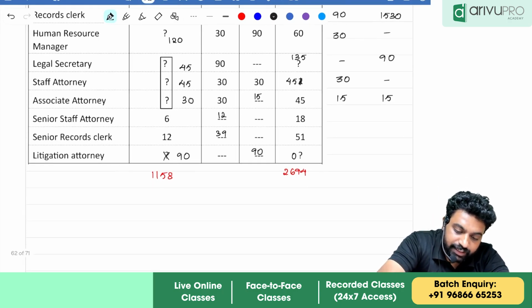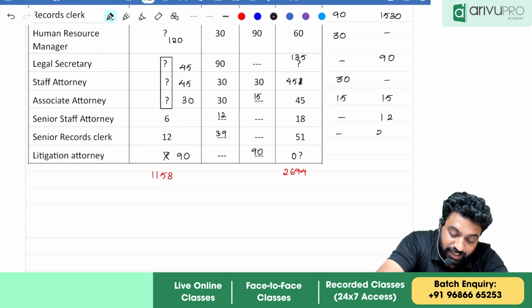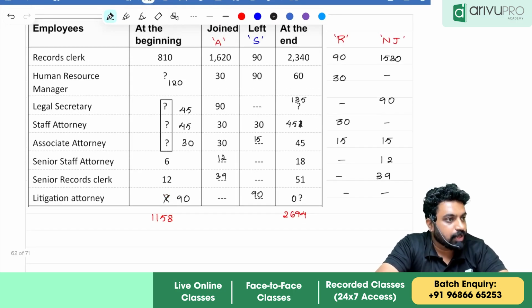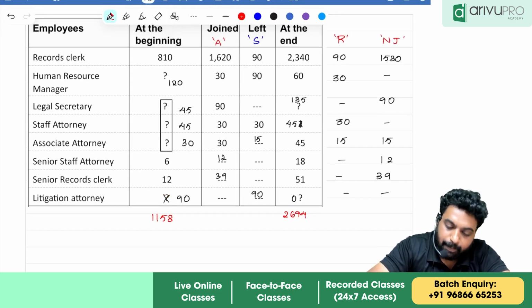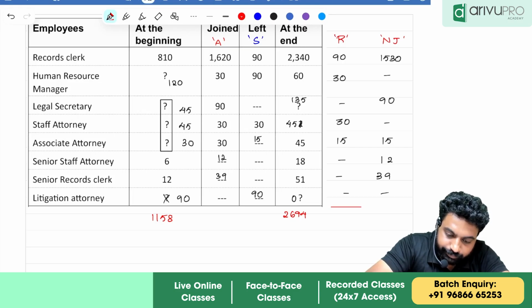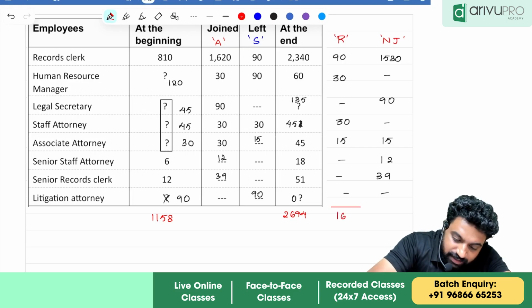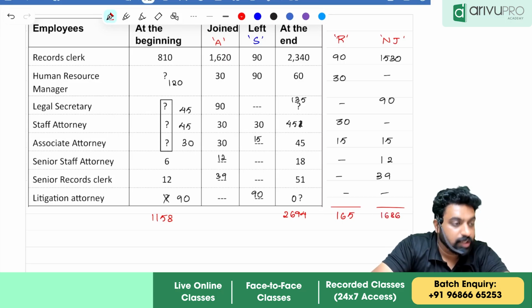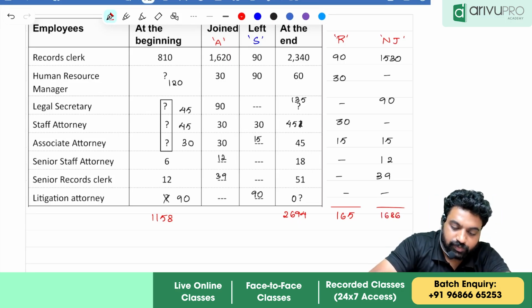No one left, 12 joined. 12 new joinees. No one left, 39 joined. No one joined, whole 90 left. Both nil. Got it? Now can you tell me the total replacement? 165. 1686 new joinees. By the way, number of separations total 90, 90, 180, 180, 270, 300, 315.